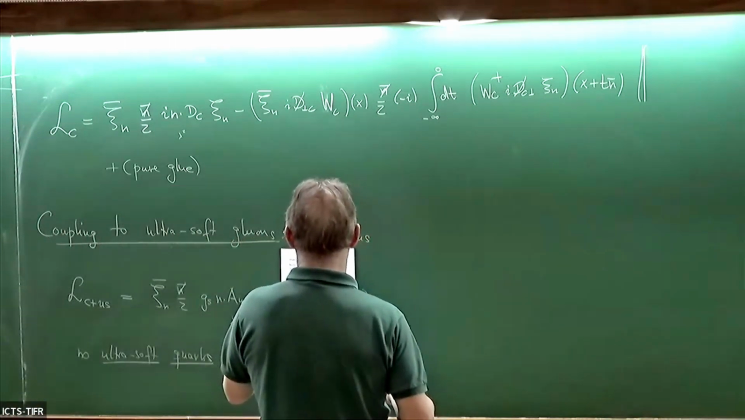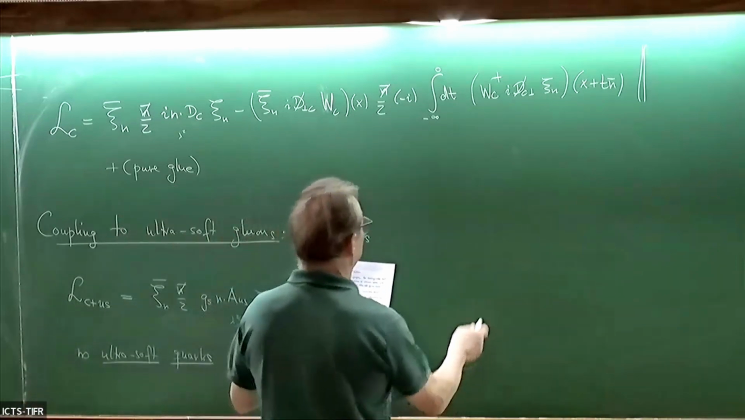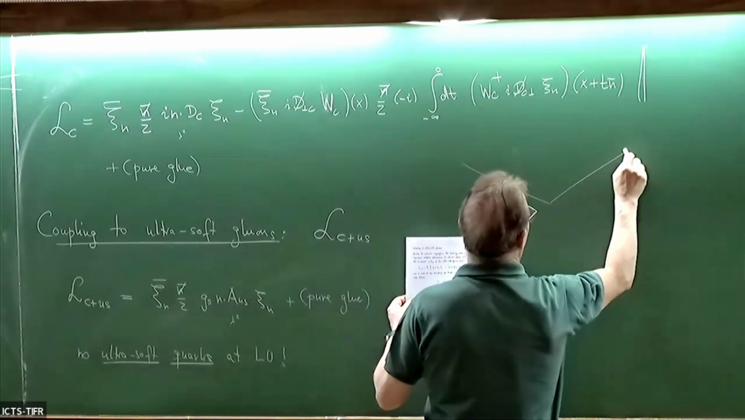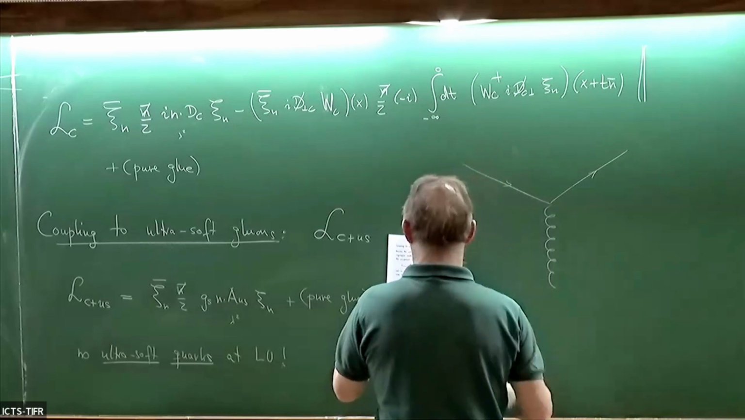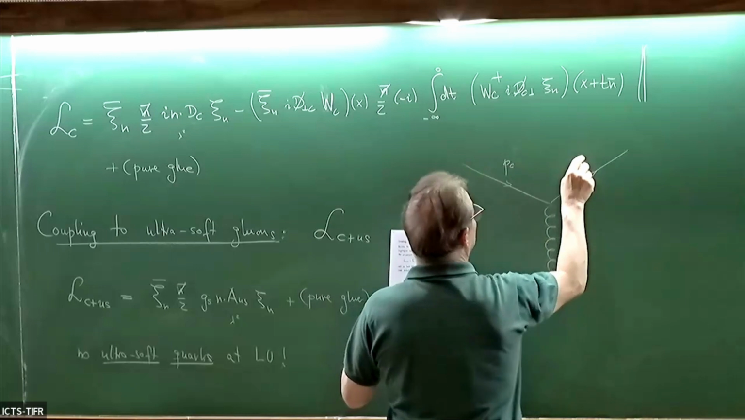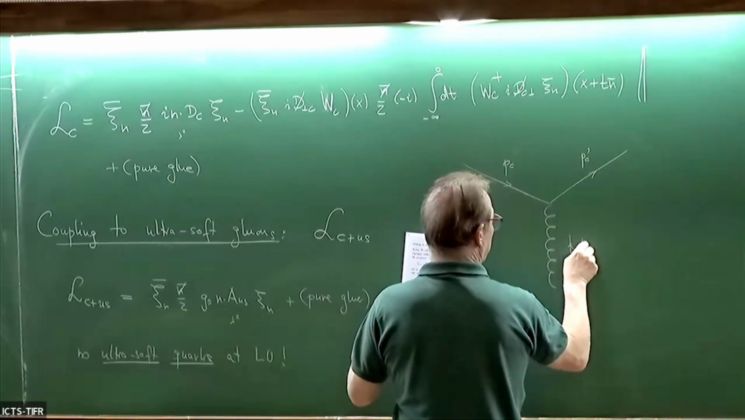If you look at the structure of these interactions, what is this? It's very simple. This is the quark-gluon vertex. So we have a collinear quark coming in, we have a collinear quark going out, and we have an ultrasoft gluon. So let me write momenta here: p_c, p_c prime, and k_us.